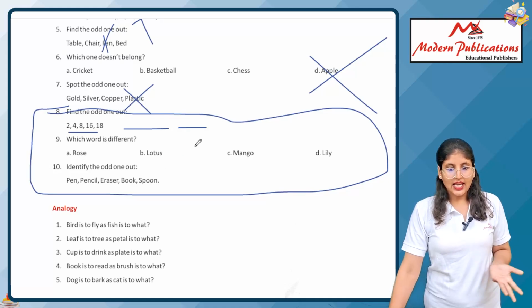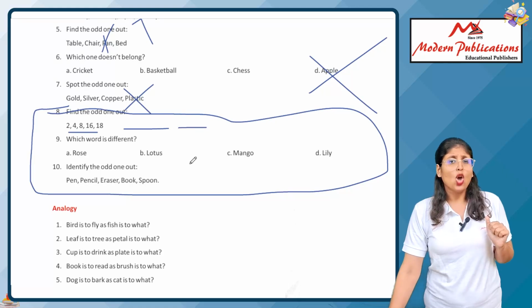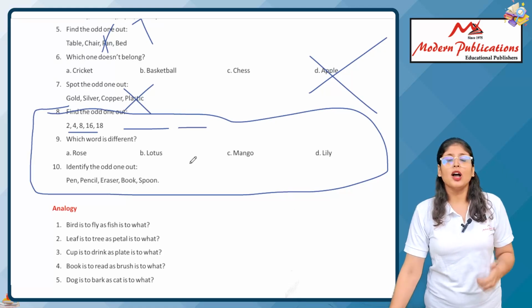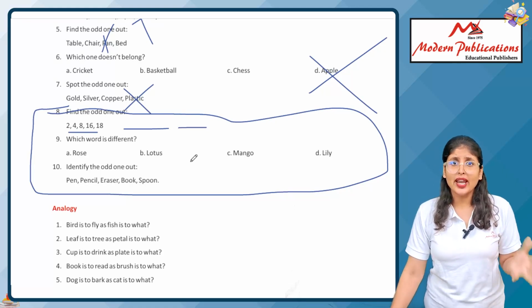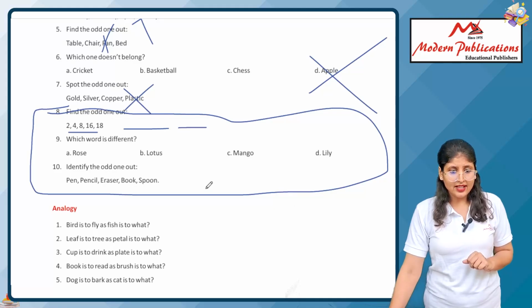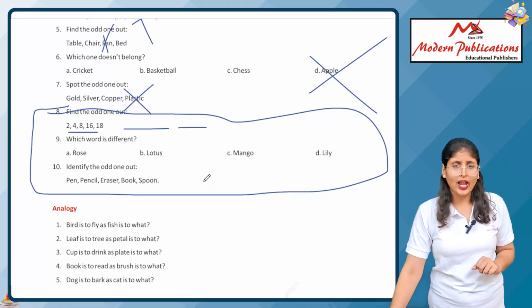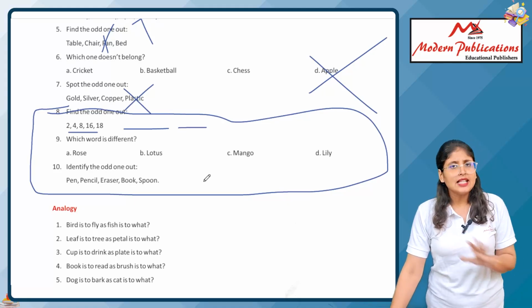Okay. Can you find the odd one out? Rose, lotus, mango, lily. Which is the odd one out according to you? Comment down below. Let's see how many of you are able to identify it. Next, can you identify with pencil, pen, eraser, book and spoon which is different? I'm hoping that you can easily find out.